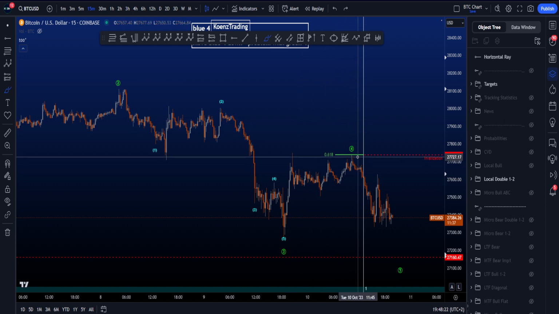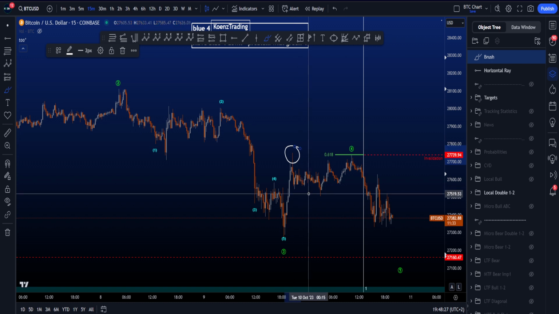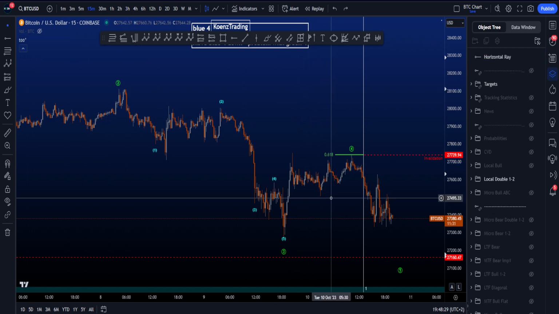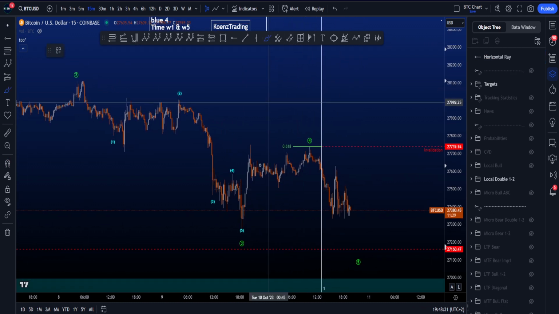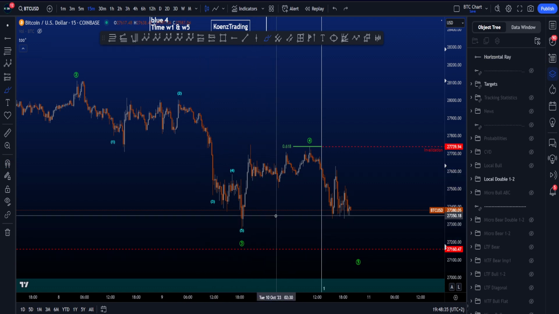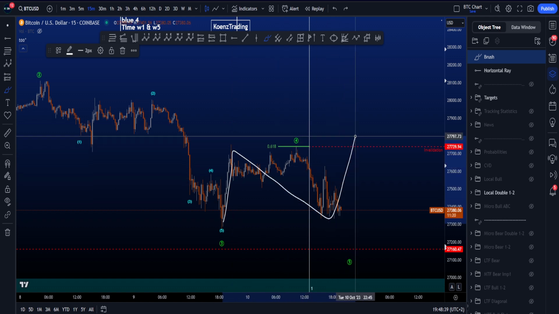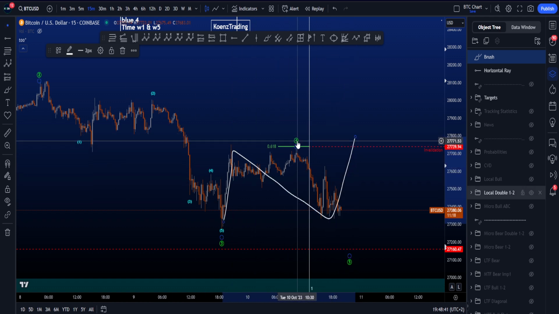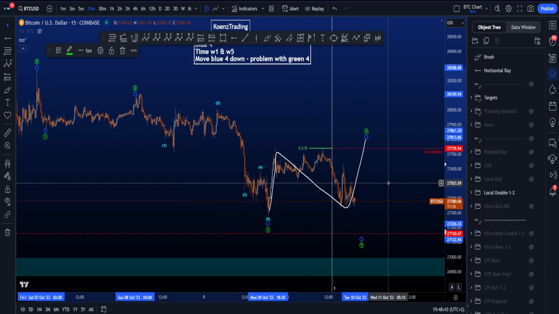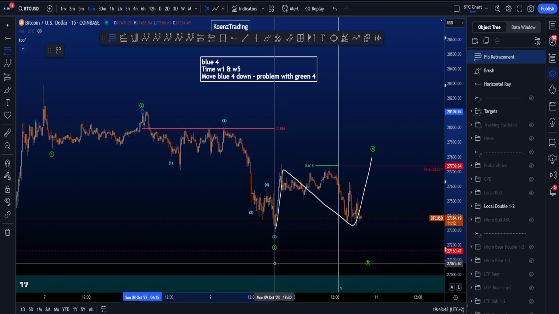And also, if this is somehow an ABC, then wave C did not take the high of wave A, which is a minimum requirement for a wave C. So that lowers the probabilities that this over here is correct. However, if this is an A, B, and we expect another wave C to the upside, and then we move this wave 4 to the right, then we get a problem with the targets for a wave 4.